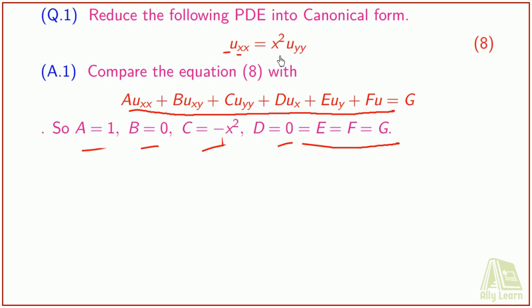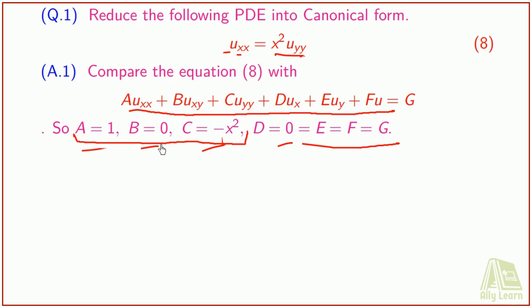So first of all, bring this term to the left hand side, and then calculate A, B, C. So A will be 1, B will be 0 because it doesn't have the term of u_xy, and C will then become minus x square. Okay, friends? So after getting my values of A, B and C, form our characteristic equations.